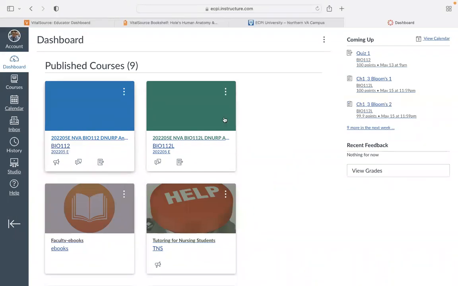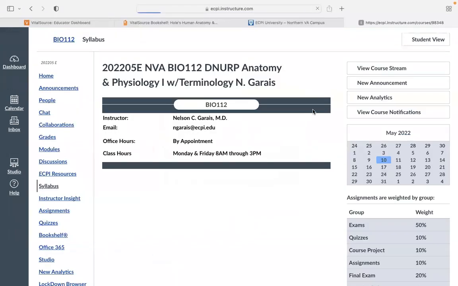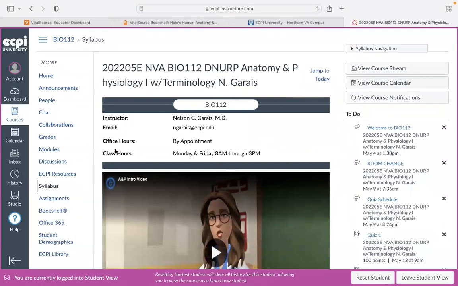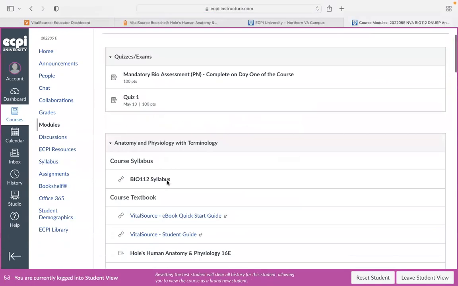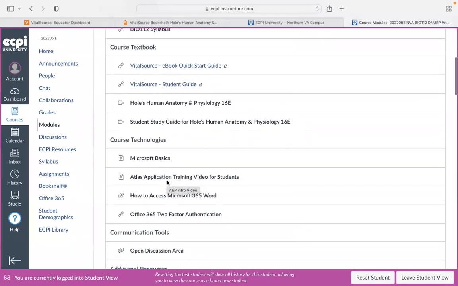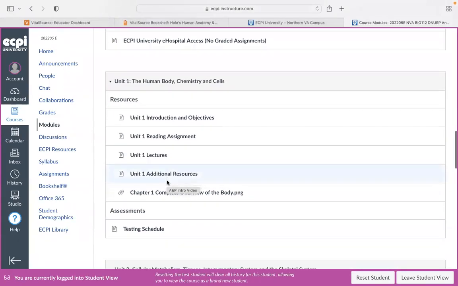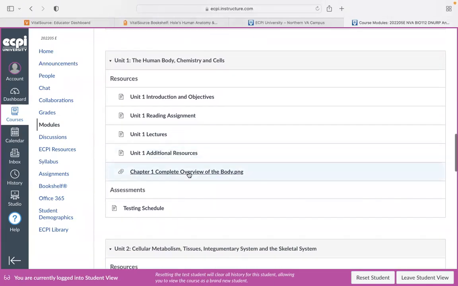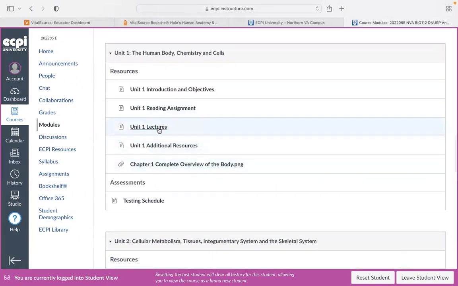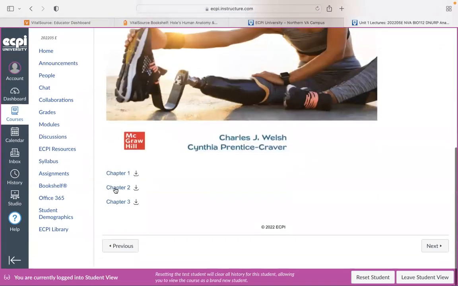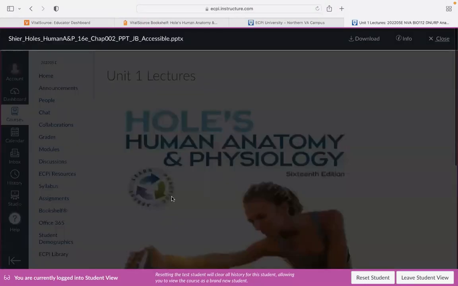So I'm here in my course, and I'm going to student view. I could look up the modules. I'm looking down here, and I'm doing chapter 2, so I can go down here. I'm still on unit 1. It goes unit 1 lectures. And here are some additional resources as well. Click on those, click on everything. You go into chapter two.